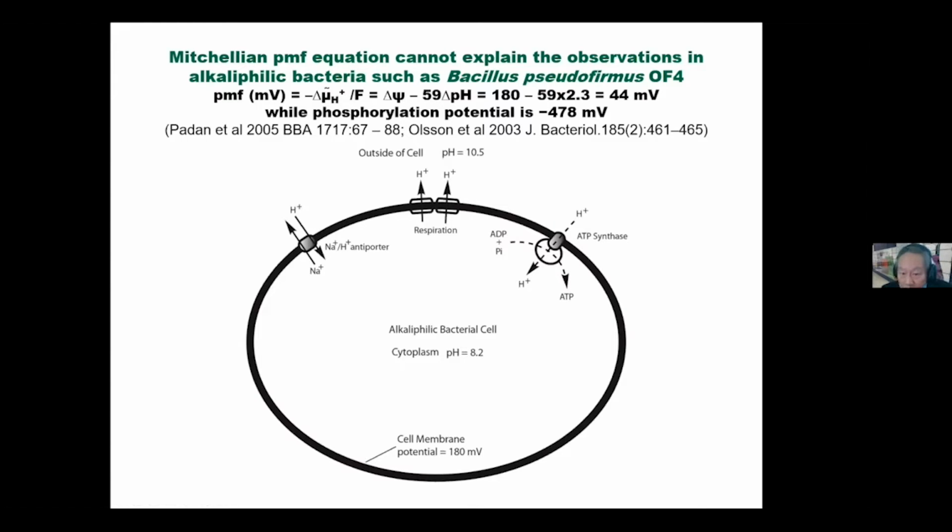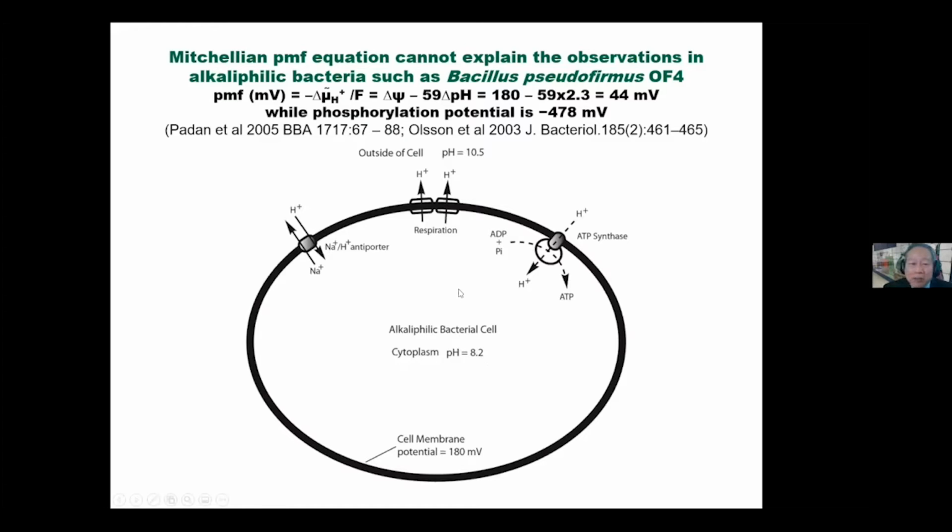Now, the key here is that you look here. You're supposed to have proton pumping here, right? But look outside, the pH is 10.5. You have a very low proton gradient, is that right? You have fewer protons here than inside, right? Inside the pH is 8.2. You have more protons in the medium, in the bulk, right?